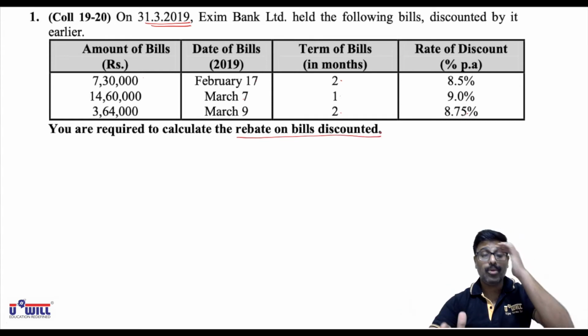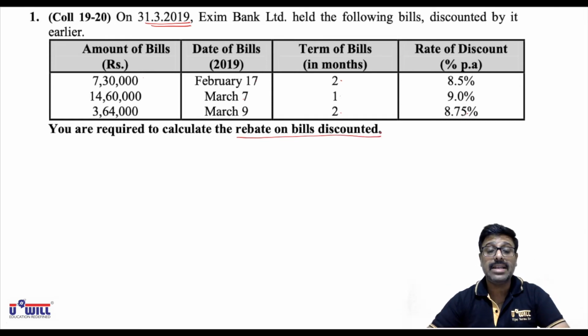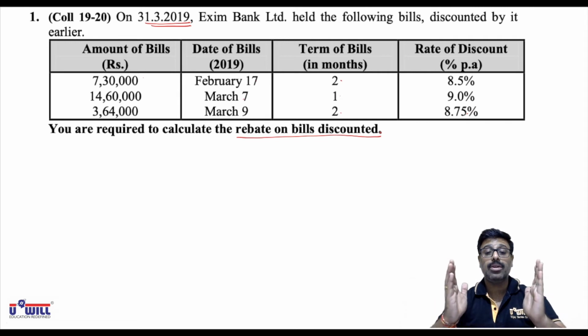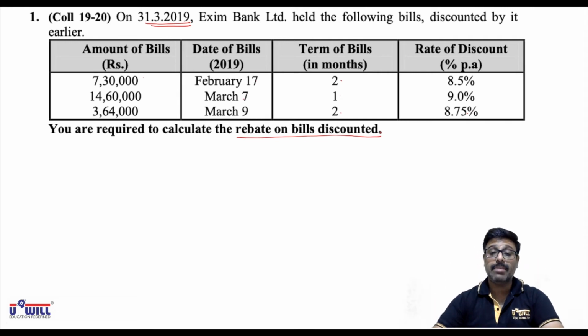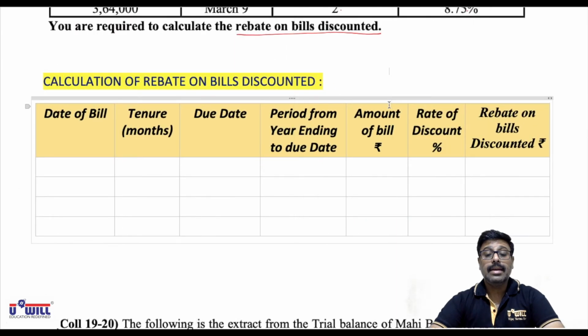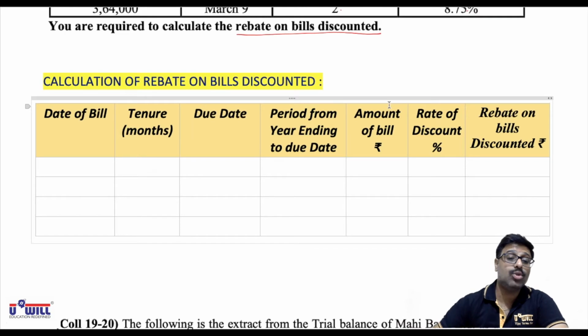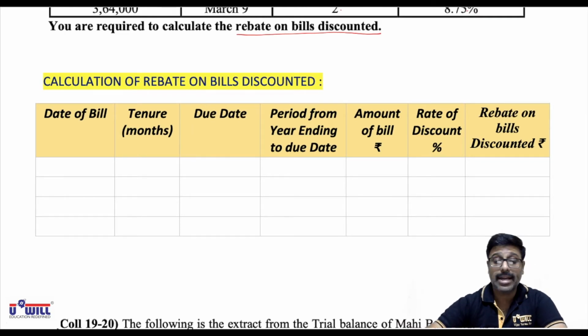You are required to calculate the rebate on bills discounted. So just now, the 7 columns we have seen, all of you give that heading in your notebook, calculation of rebate on bills discounted, and make a table of those 7 columns. Do it fast, everyone. I hope all of you have given this heading in your notebooks. Now wherever required, we will show the workings. Otherwise, we can solve it directly also.